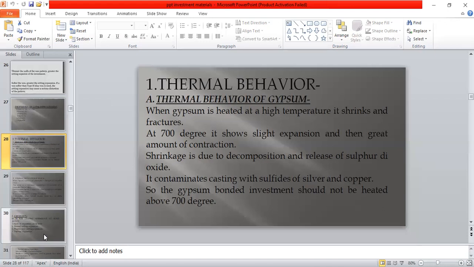The shrinkage is due to the decomposition and the release of sulfur dioxide, and it contaminates castings with sulfide of silver and copper. So gypsum bonded investment material should not be heated above 700 degrees Celsius. Here it explains this: gypsum heated at high temperature shrinks and fractures.